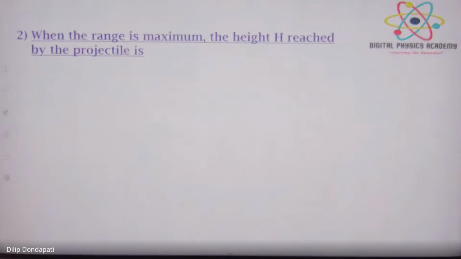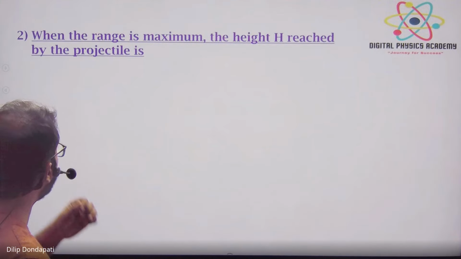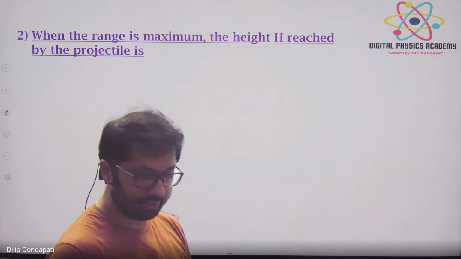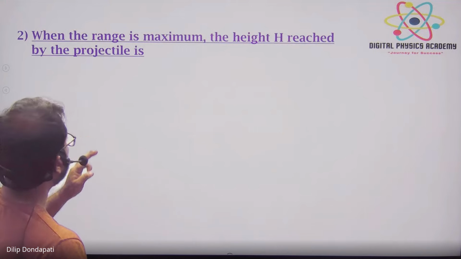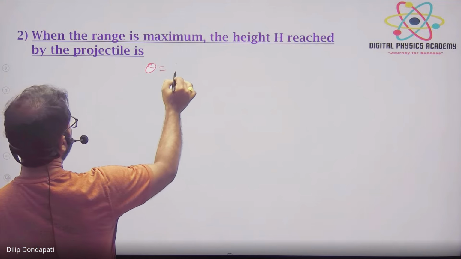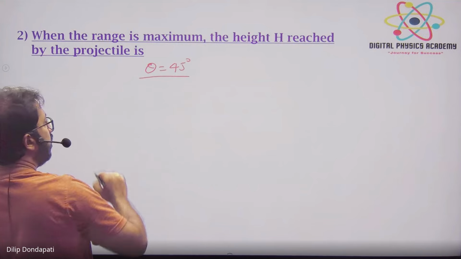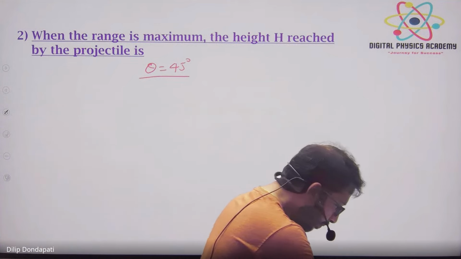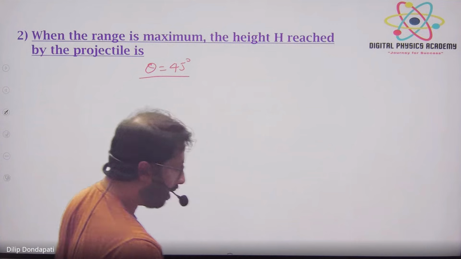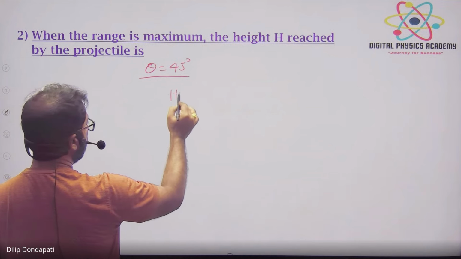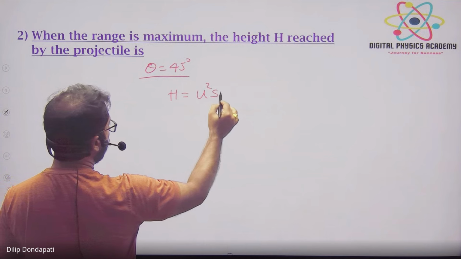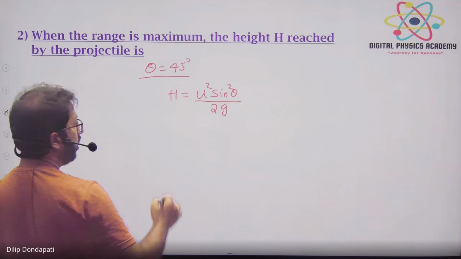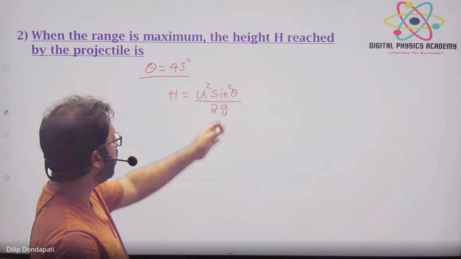Yeah. When the range is maximum, the height reached by the projectile. Find karo. I want the relation between h max and r max. When range is maximum means theta is 45 degrees. So try to find the maximum height at that point में कितना होगा? Maximum height formula मालूम है ना? U square sin square theta by 2g. दोनों स्क्वायर आएगा, right? U square sin square theta by 2g. Theta is 45 लगाओ.